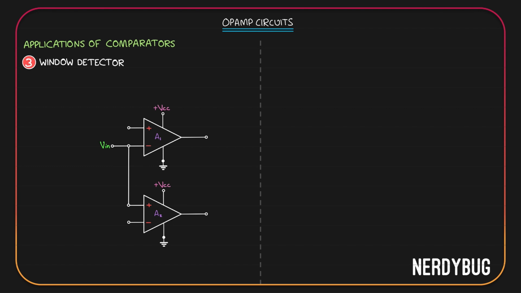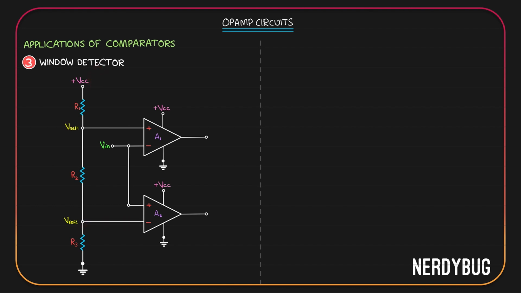Now, for reference voltage, we'll take a voltage divider between plus VCC and ground. But this time, we will have three resistors, R1, R2 and R3. For the first op-amp, we'll take the reference voltage at this point. For the second one, we'll take it over here.